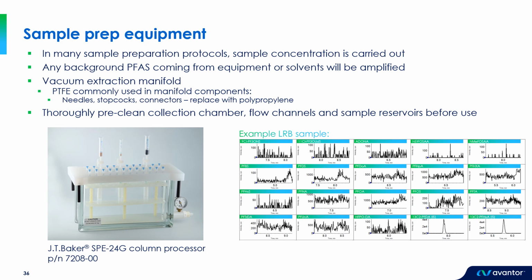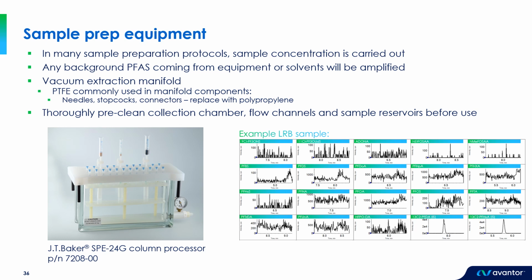A good precaution to take with the manifold, regardless of which one you're using, is to thoroughly pre-clean the collection chamber to reduce any possibility of cross-contamination from samples with high PFAS load, and also clean any flow channels and any sample reservoirs or tubing that's used to transfer large volume water samples to the SPE cartridge.